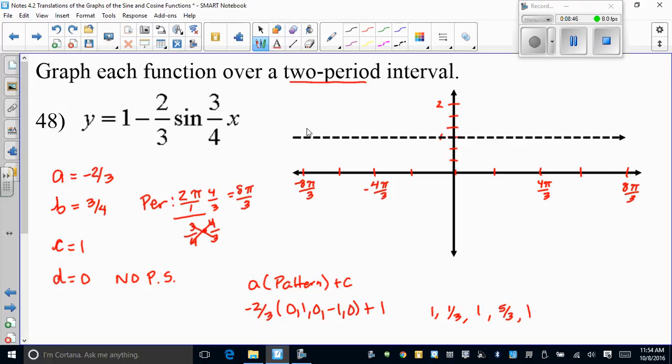Make sure I got my pen back. So we're here, 1, down to 1/3, which is here, back to 1, up to 5/3, back to 1, to 1/3, back to 1, up to 5/3, back to 1. Over here.